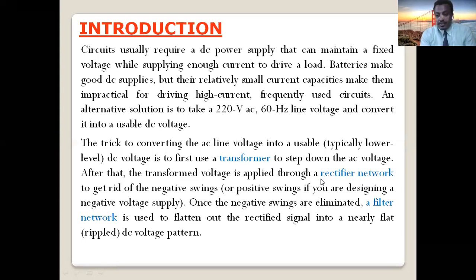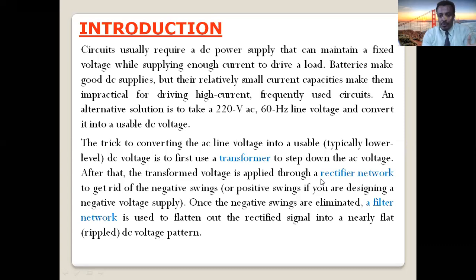So what is the solution? The best solution is to take the 220-volt, 60 hertz line voltage, the AC voltage we get from our mains supply, and convert it into usable DC voltage. That is the best solution. That's what we use in most systems. Now I'm using my adapter here for the laptop, which is connected to the AC 220. That AC 220, 60 Hz line is converted into usable DC voltage, and the computer gets enough current.